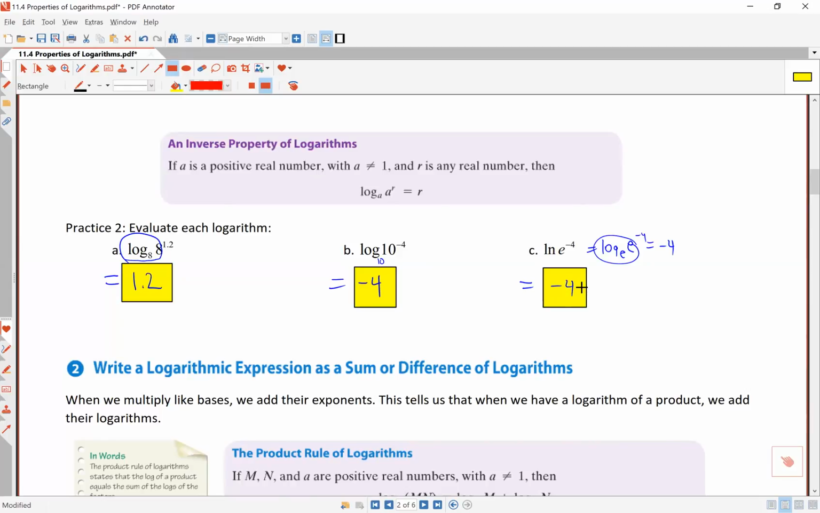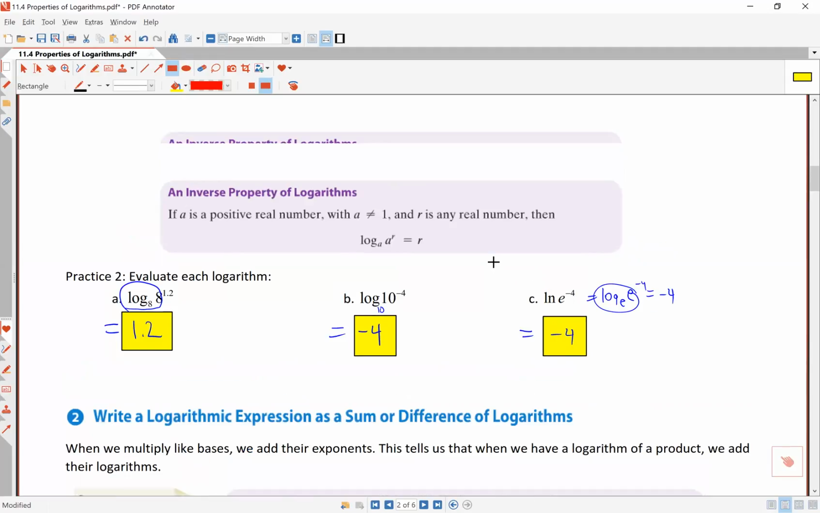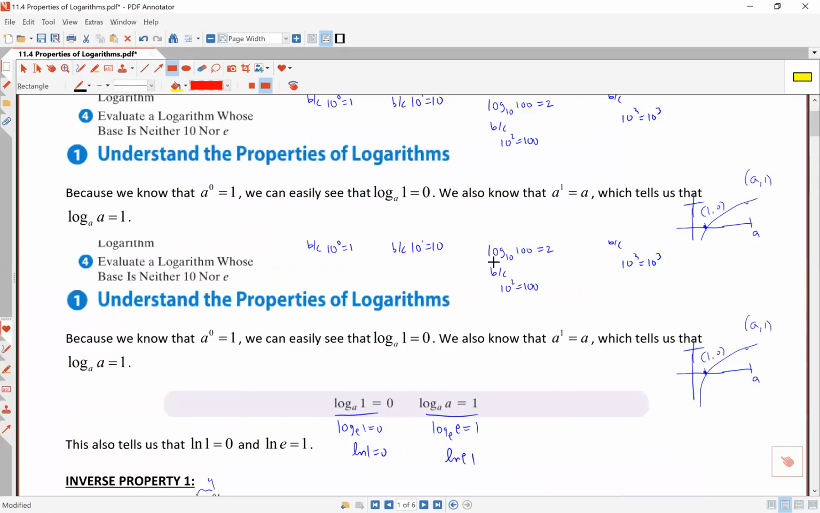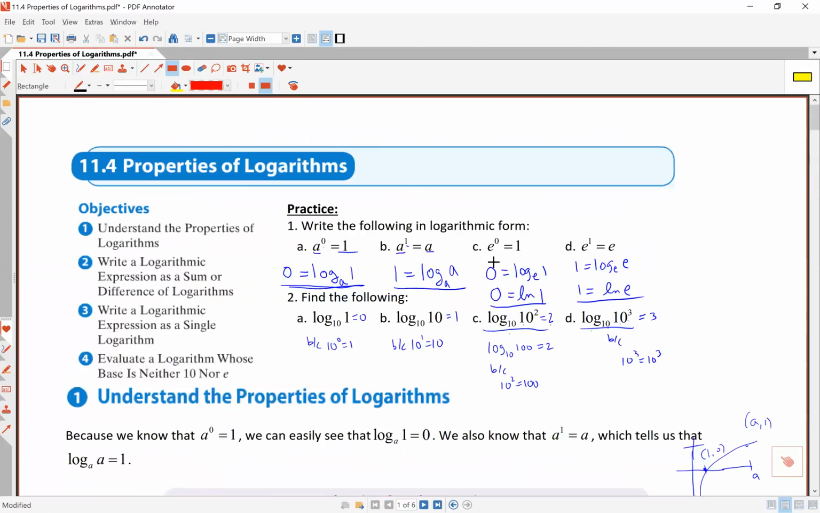So again, every property that you have for exponential functions, you have some equivalent property for logarithmic functions. And this concludes the video for section 11.4, Properties of Logarithms. Objective 1, understand the properties of logarithms.